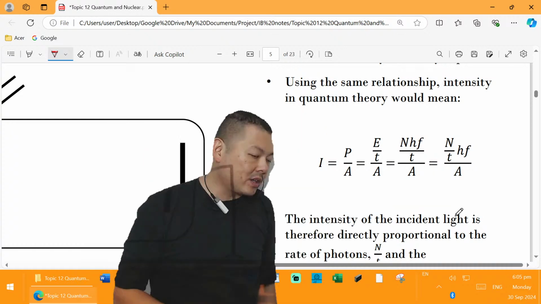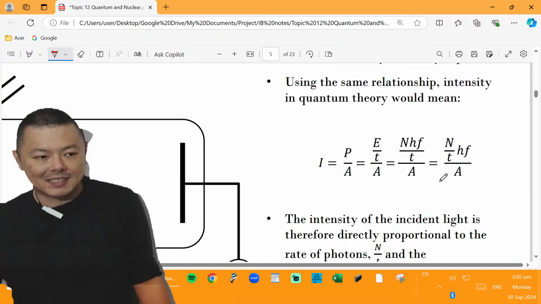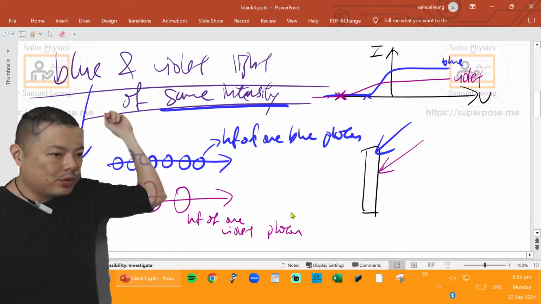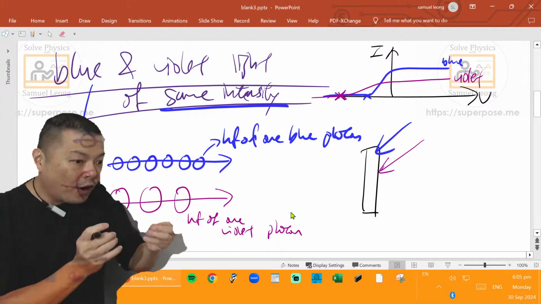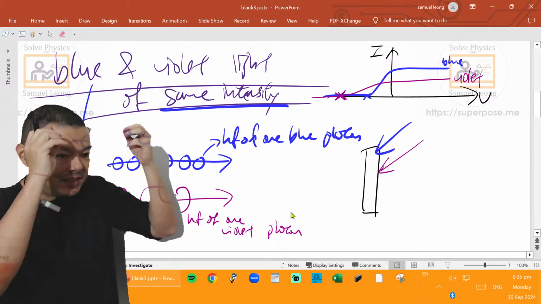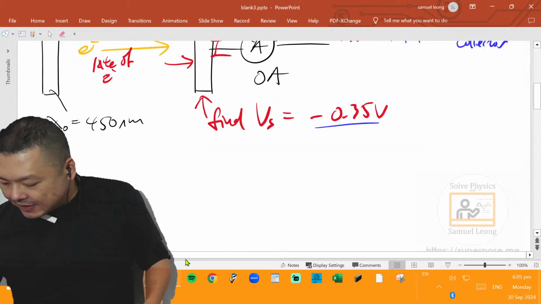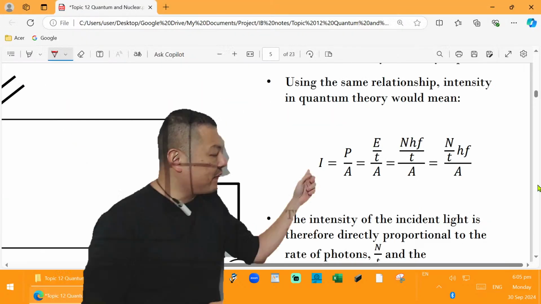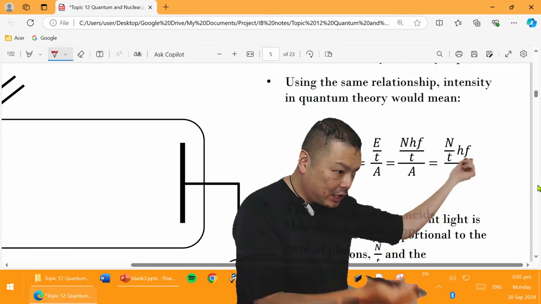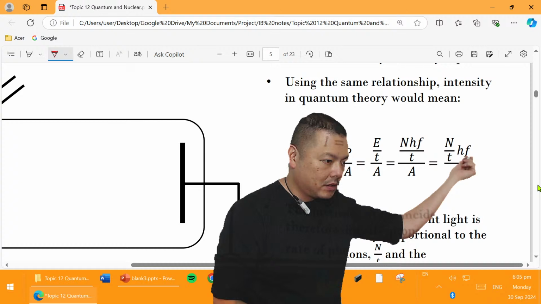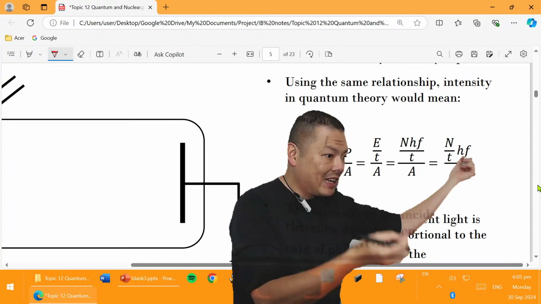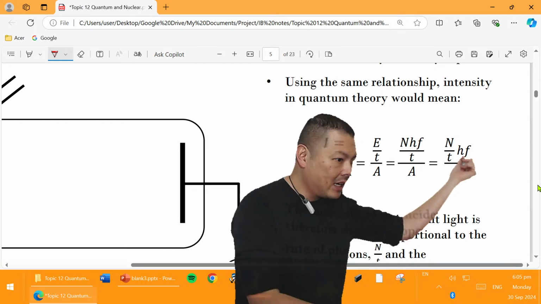So that's the part that you can't get past. What's the key phrase here? What did I say again? Blue and violet of the same intensity. That means they have the same I. But look at the equation again. If you have the same I, comparing blue and violet, who has more energy per photon? Violet has more energy per photon, right? So automatically, if HF is bigger, what will happen to the N over T?